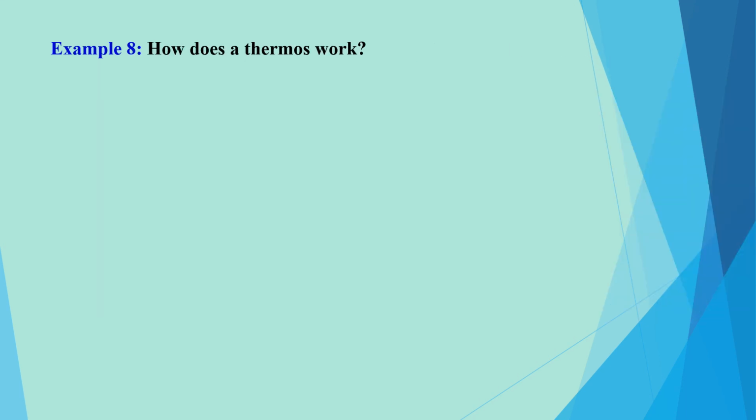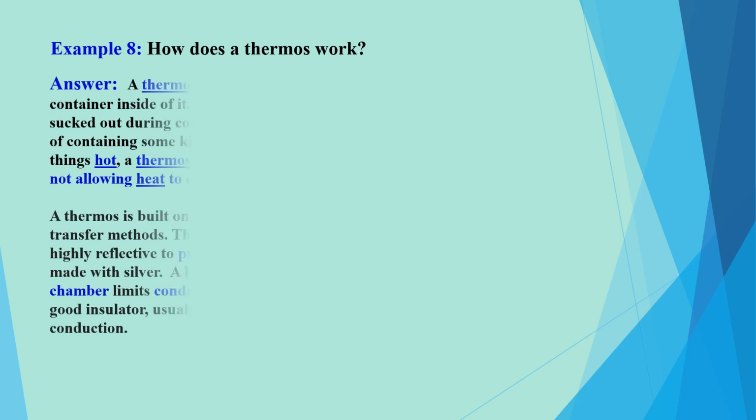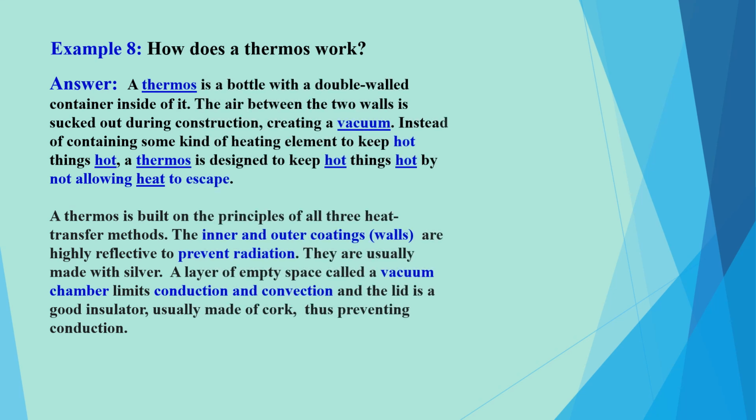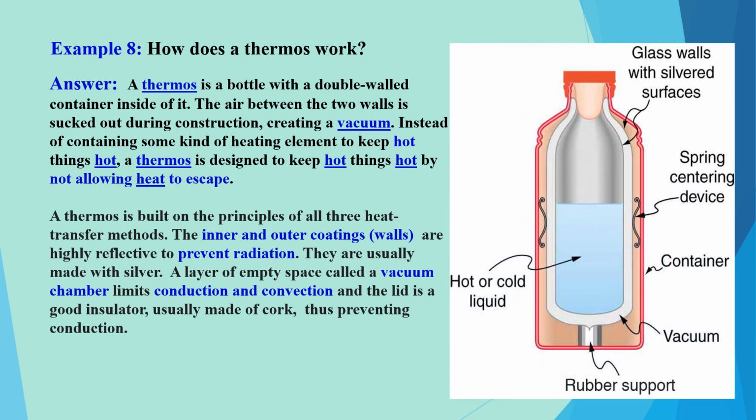Example number 8. How does a thermos work? Answer. A thermos is a bottle with a double-walled container inside of it. The air between the two walls is sucked out during construction, creating a vacuum. Instead of containing some kind of heating element to keep hot things hot, a thermos is designed to keep hot things hot by not allowing heat to escape.